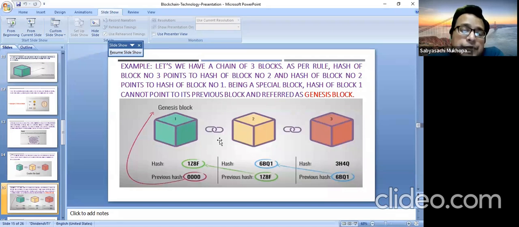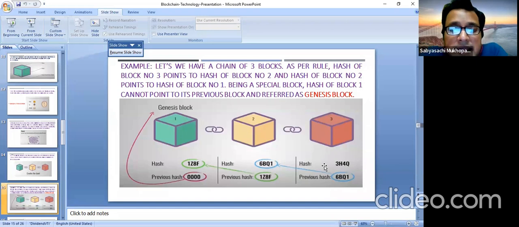Then, whenever we proceed with the second block, it will have the hash information of the previous block. So it has 1Z8F as the hash information, connecting it with the second block of the blockchain, and it is connected directly with the previous hash. The current block has the hash information 6BQ1, which is attached to the next block, block number three. It has the previous hash information 6BQ1, and it has its own hash information.